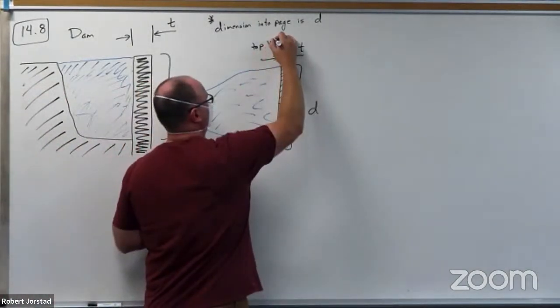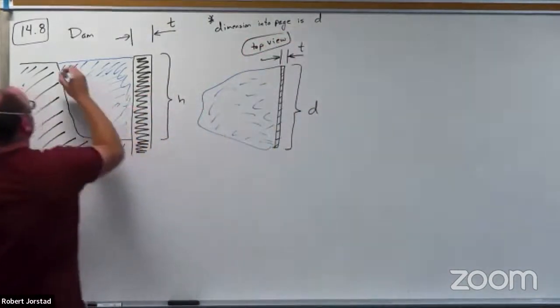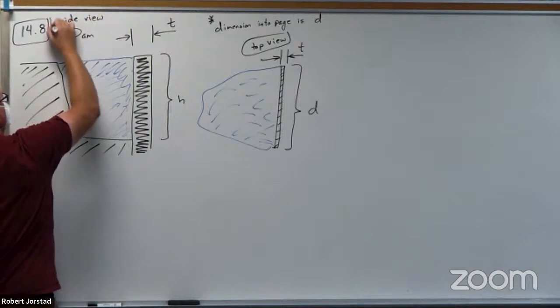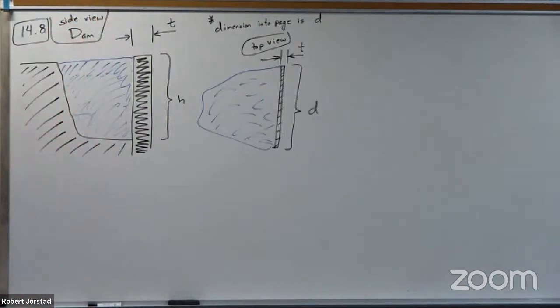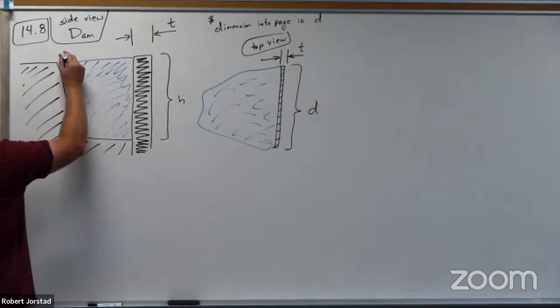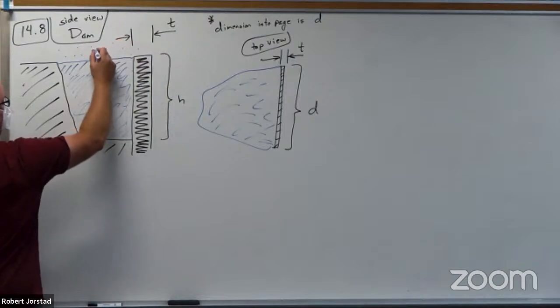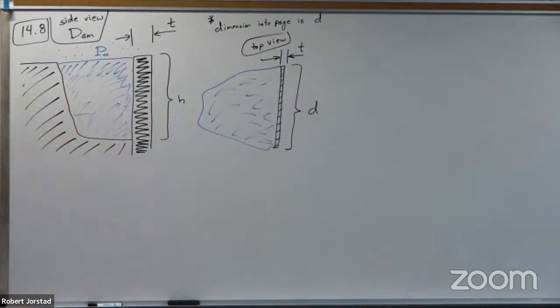Make sure this is labeled well. This is the top view. This is the side view. So to be clear, we know which view is which. We've already discussed this. What's the pressure of the air up above? What is our normal assumption? 1 atm or P naught.